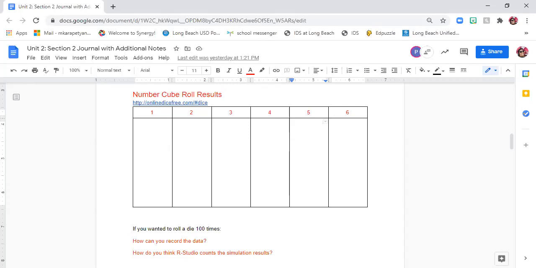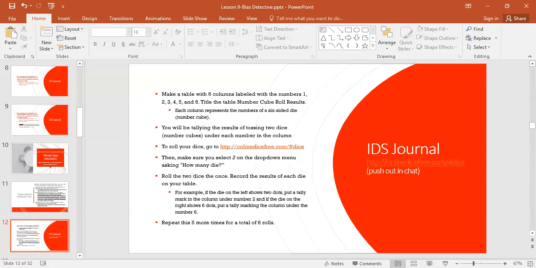So you are going to do that and then tally it up, and we're going to see what we get. So we just said that the expected amount, right, if we roll 12 times, is that we get each number twice. That's the expectation. Let's see what the reality is, okay?